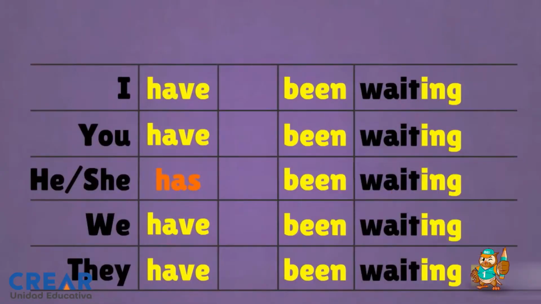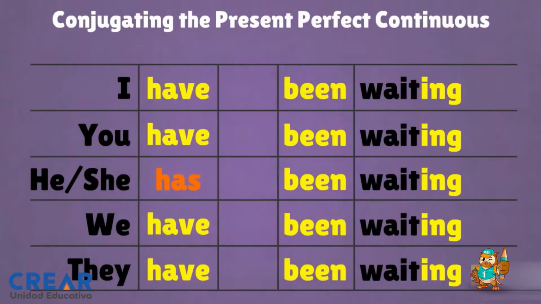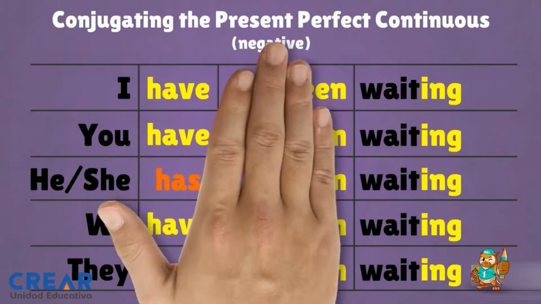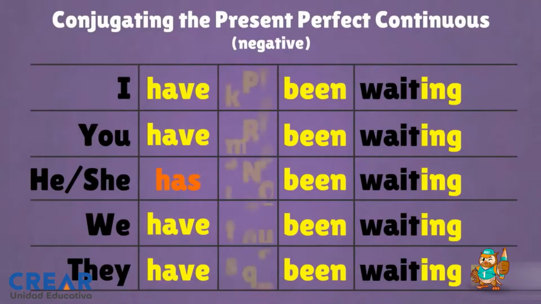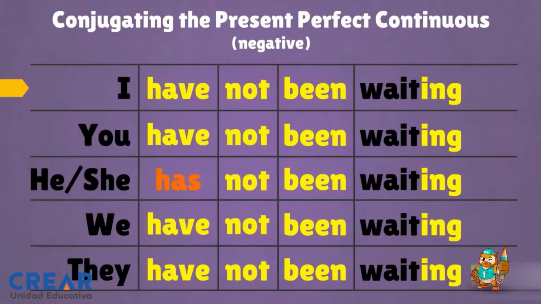Okay, so we have here it's the same. The only thing that we have to do is add the word not. For example, we have here, I have not been waiting. Then we continue, you have not been waiting. Then he or she has not or hasn't been waiting. And we have not been waiting. And finally, they have not been waiting.